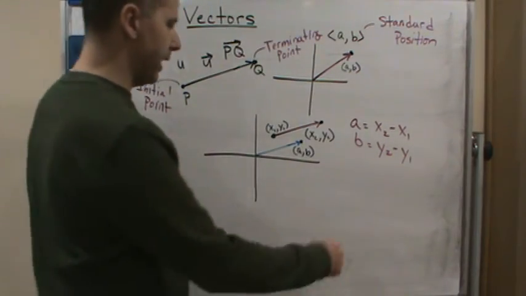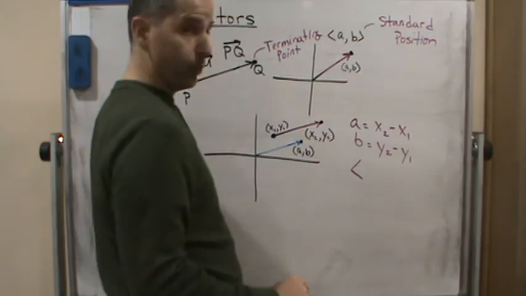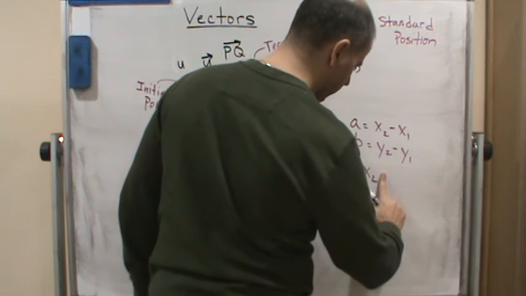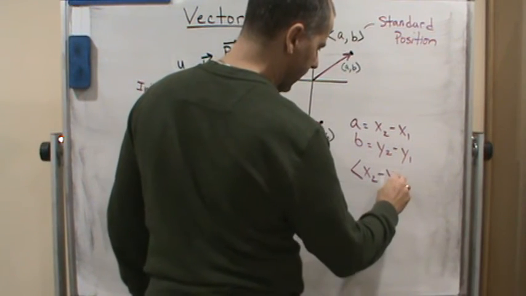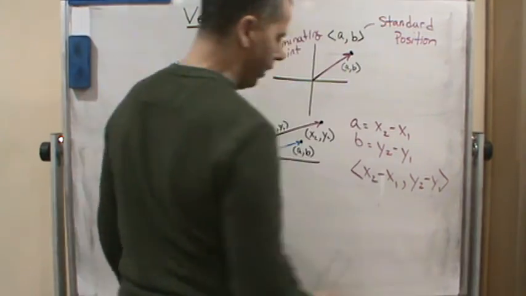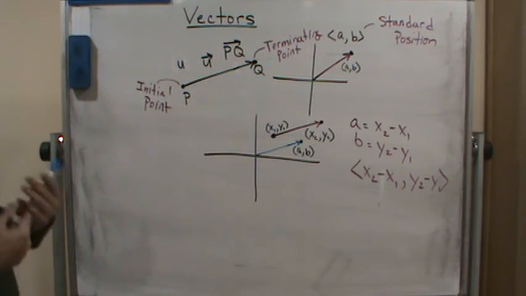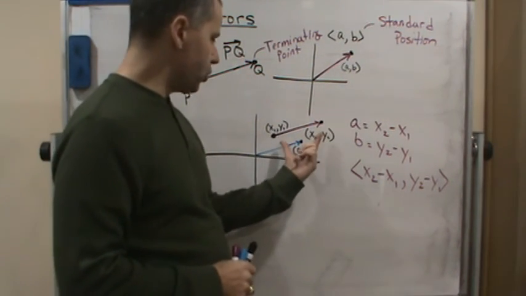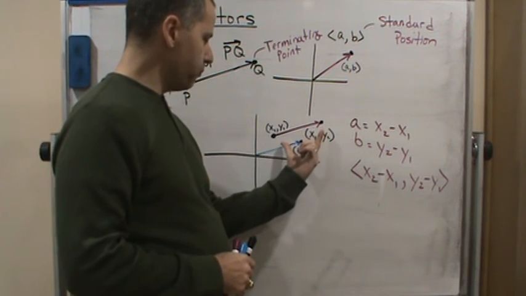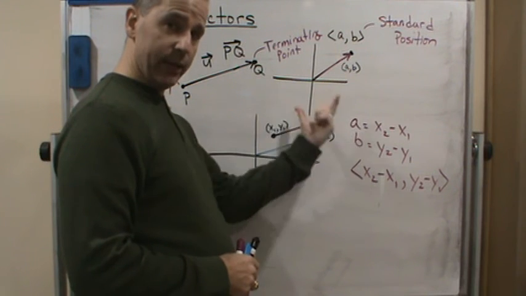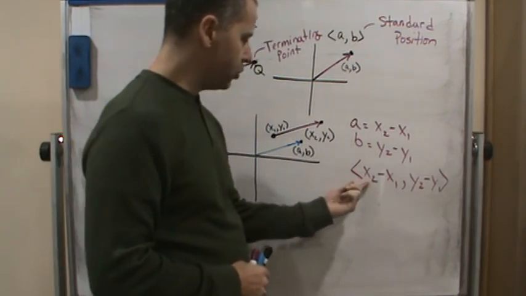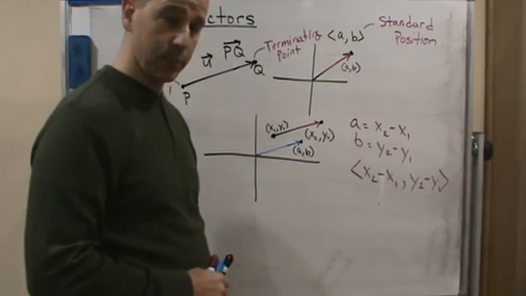And so then my position vector would be written as follows. It would be x2 minus x1, comma, y2 minus y1. And that's the way we would depict it. And so you can basically translate or transform or slide a vector anywhere in the plane and slide it to standard position by doing these corresponding subtractions.